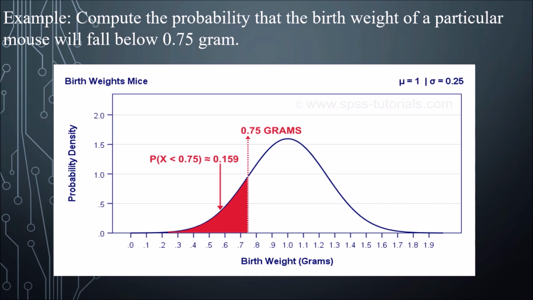Next, compute the probability that the birth weight of a particular mouse will fall below 0.75 gram. In this example, it's already shaded because this is 0.75, and the area of that is 0.159. Which means that the probability that the birth weight of a particular mouse will fall below 0.75 is 0.159, or, in other words, there is a 15.9% chance that the birth weight of a particular mouse will fall below 0.75 gram.